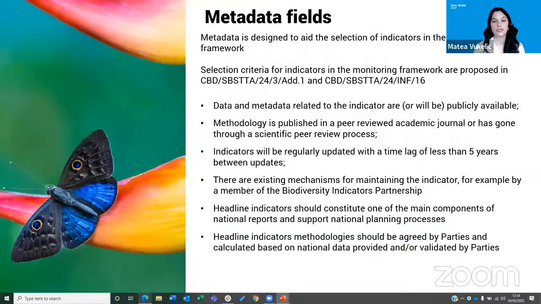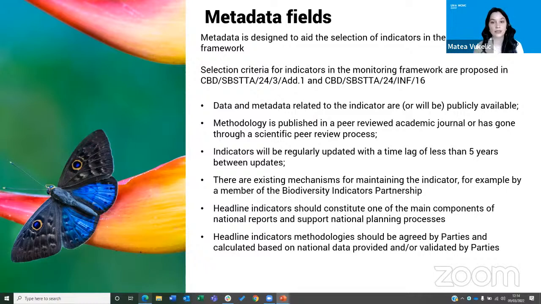I just want to mention there is a selection criteria for indicators in the monitoring framework, which are proposed in these 2 documents you can see on your screen. I'm just going to give a quick overview of what those selection criteria are, because it's related to the metadata presented today. So the metadata related to the indicator are or will be publicly available. Methodology is published in a peer-reviewed academic journal or has gone through some kind of scientific peer review process. Indicators should be regularly updated with a time lag less than 5 years between updates.